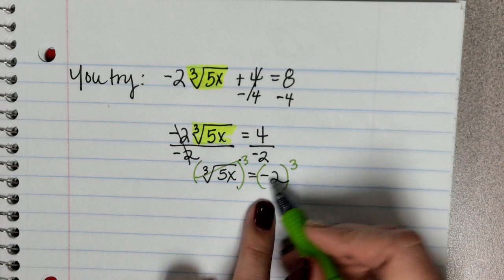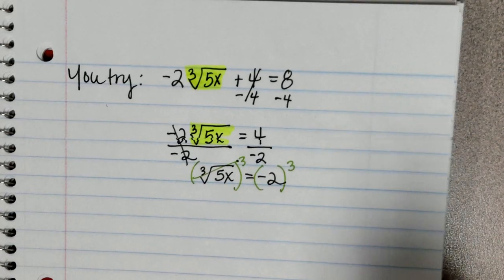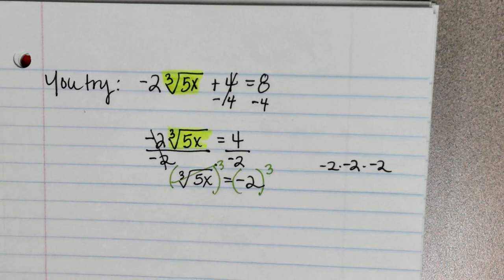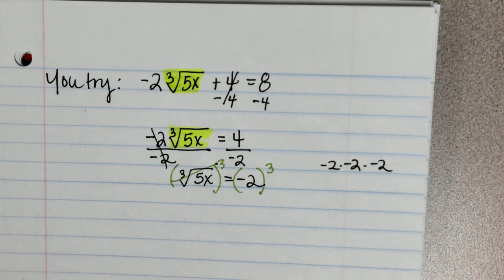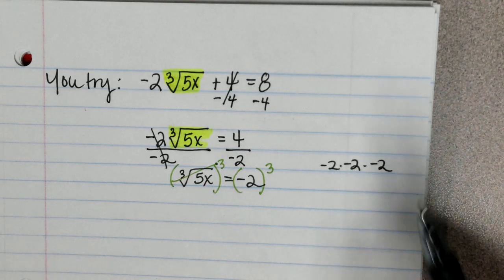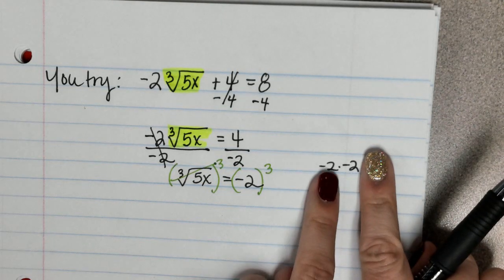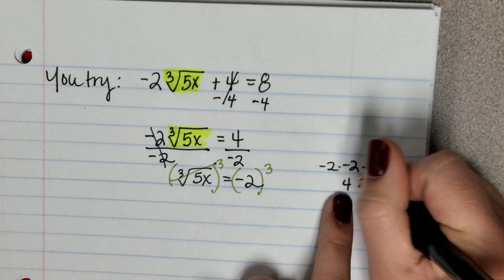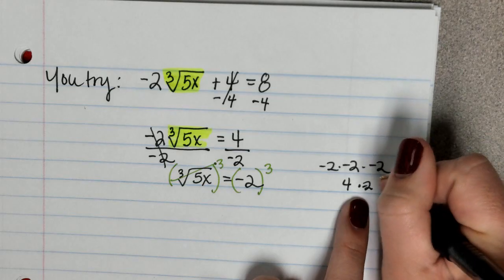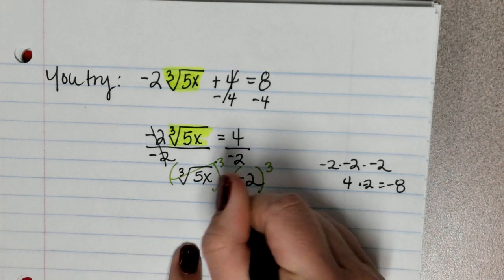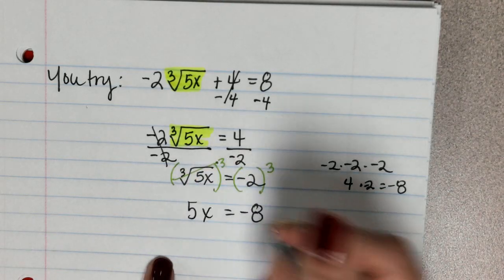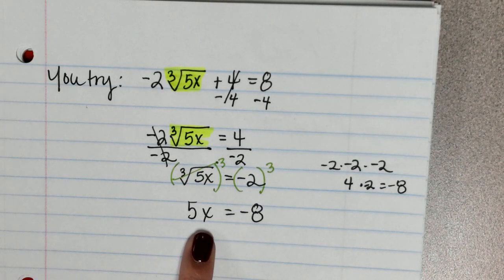Now, how do I cube -2? That means -2 times -2 times -2. I didn't see a lot of people have their calculator open, which is fine. So I'll just do this without a calculator. -2 times -2 is a +4. And then a +4 times a -2 is -8. So this is -8 on the right side, and we've unlocked the cube root on the left side.